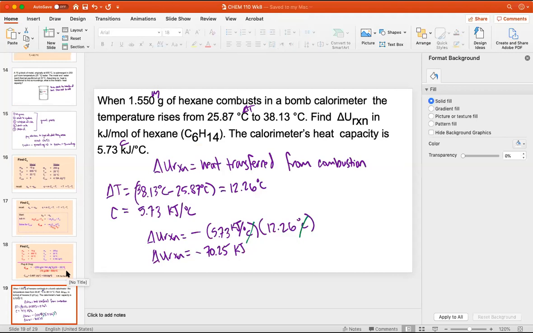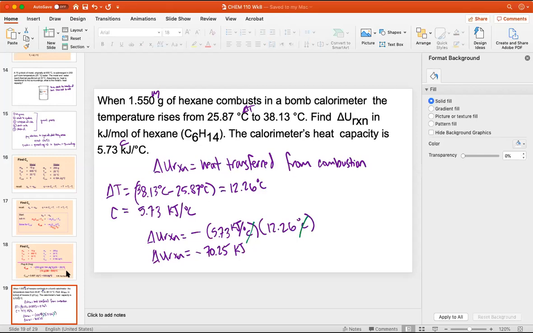So when 1.55 grams of hexane combusts in a bomb calorimeter, the temperature rises from 25.87 degrees Celsius to 38.13 degrees Celsius. So we're going to find the total energy of the reaction in kilojoules per mole of hexane. So the calorimeter's heat capacity is 5.73 kilojoules per degree Celsius. So the important piece of information here is that this problem is telling me that I'm transferring heat from combustion to my bomb calorimeter, which is the technique that I use to measure the amount of energy transferred. So I'm going to be able to calculate my change in temperature, which is the information given from the problem. And I'm also going to make use of my heat capacity.